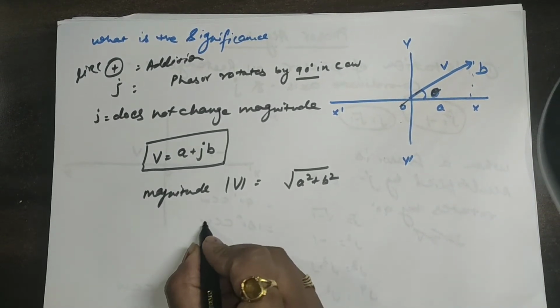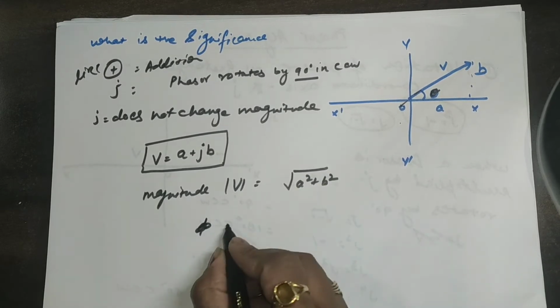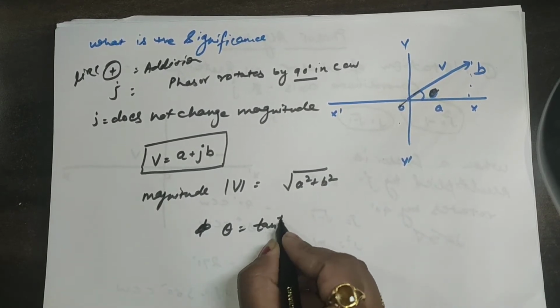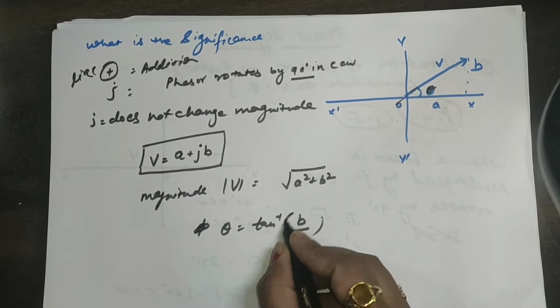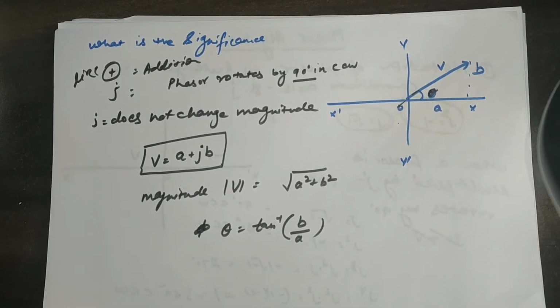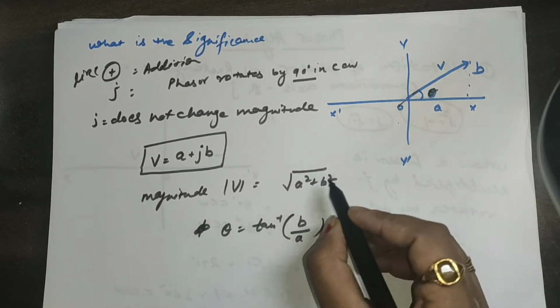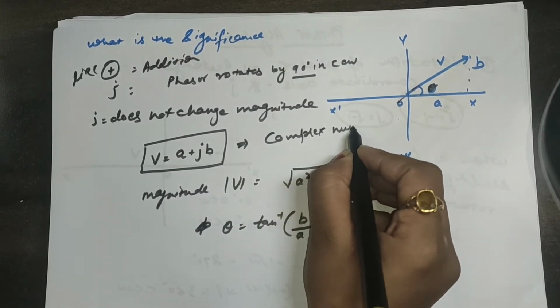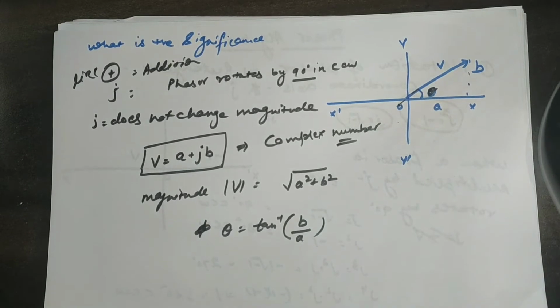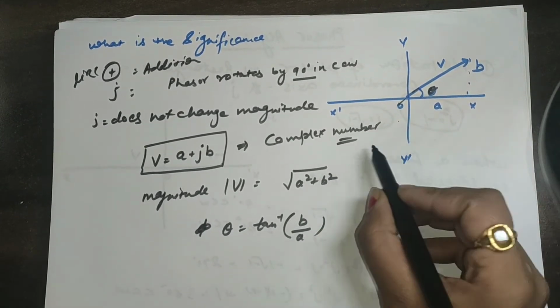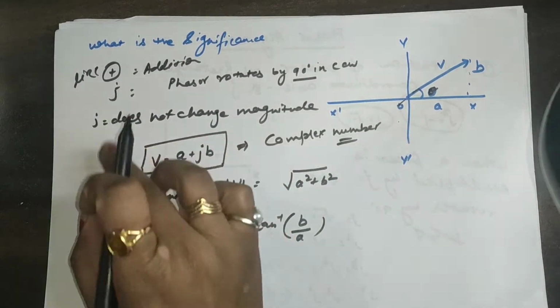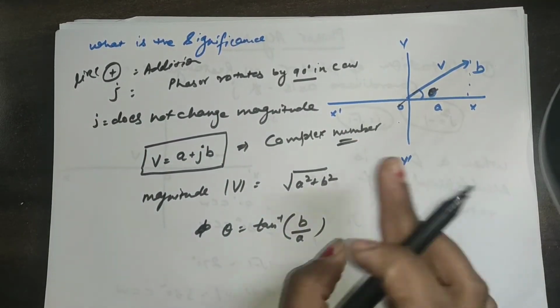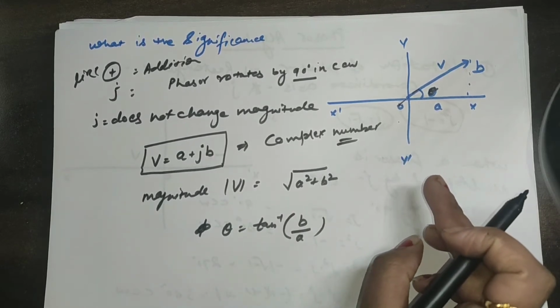Now the angle phi, or we are taking theta angle, will be tan inverse of B upon A. So it can be noted that the quantity A plus J B is called a complex number, or we can also call it a complex quantity.